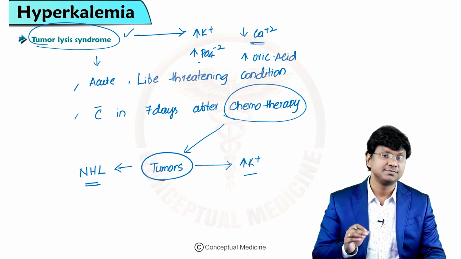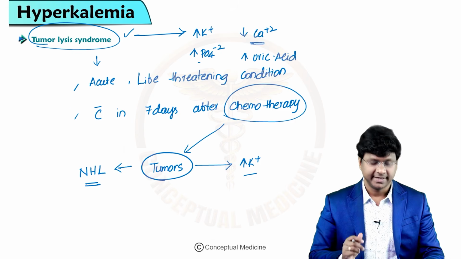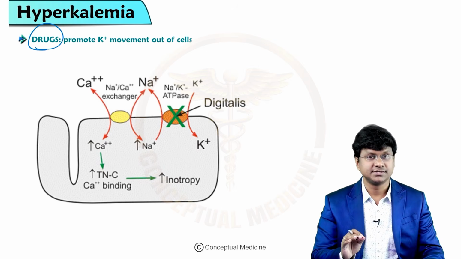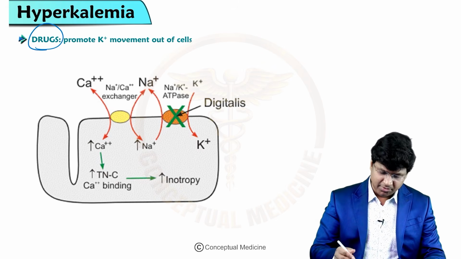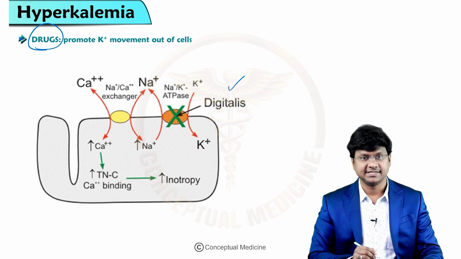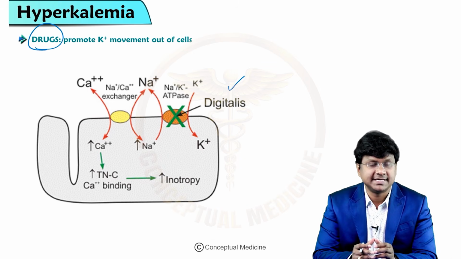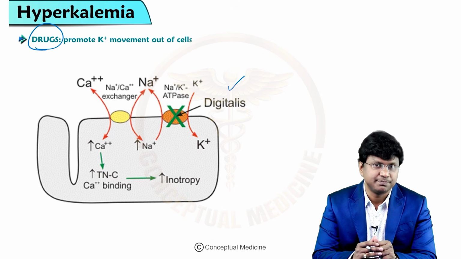Why is that? That is because of the chemotherapy which will be destroying the tumor cells. Next, followed by that, we have certain drugs that will cause hyperkalemia, and one among them, very important, is digitalis. Now, what is the mechanism of action of digitalis? Digitalis will inhibit the membrane sodium potassium exchange pump.